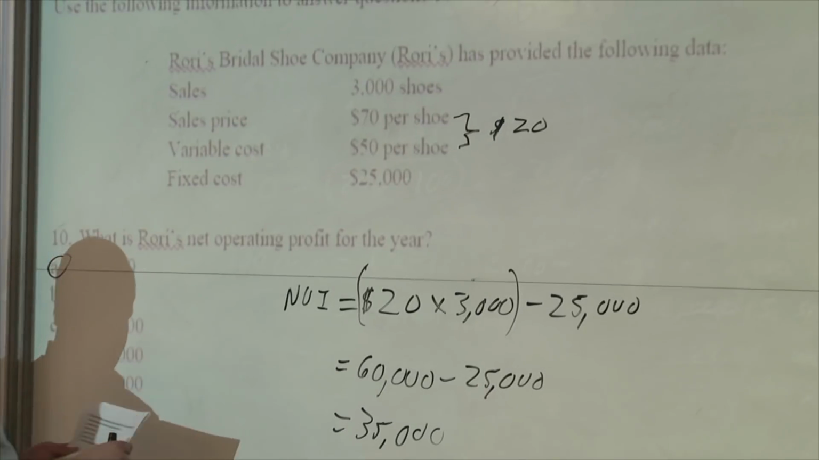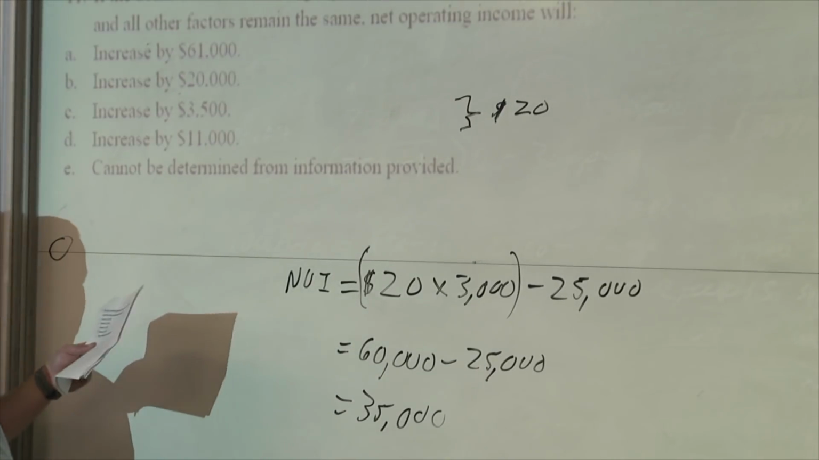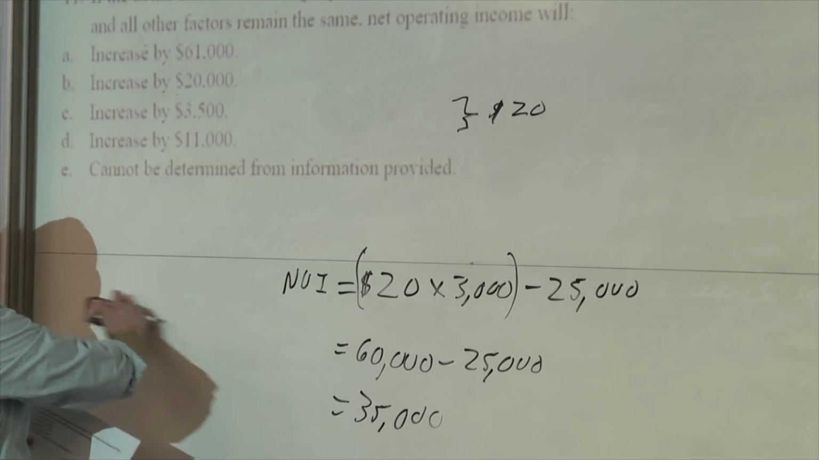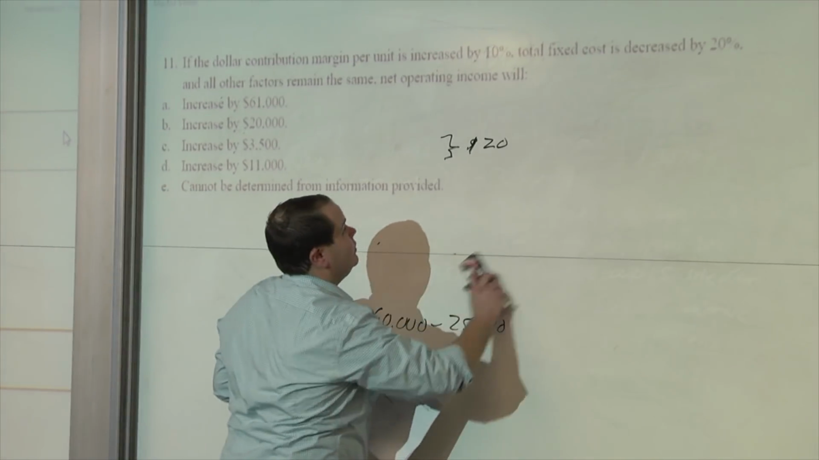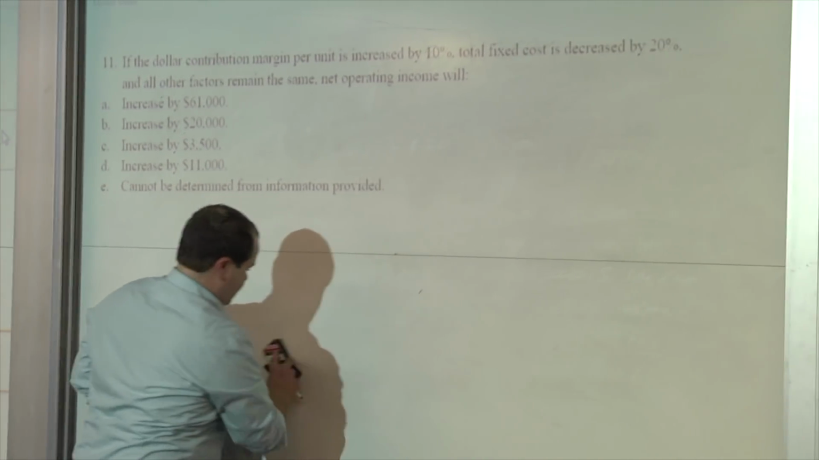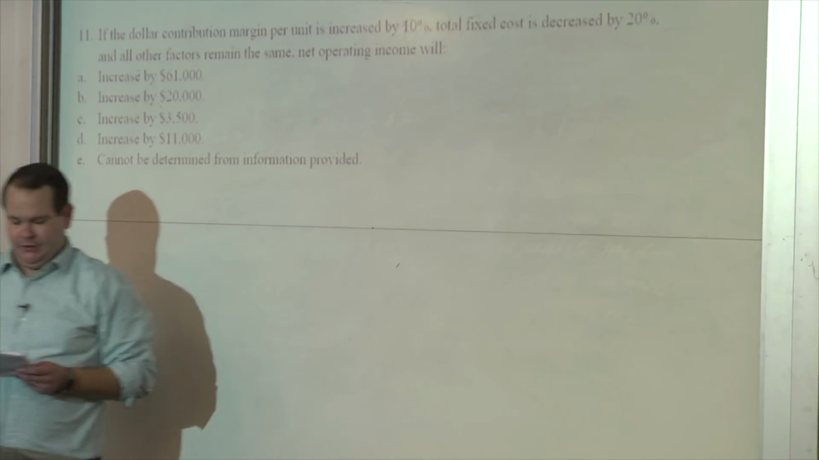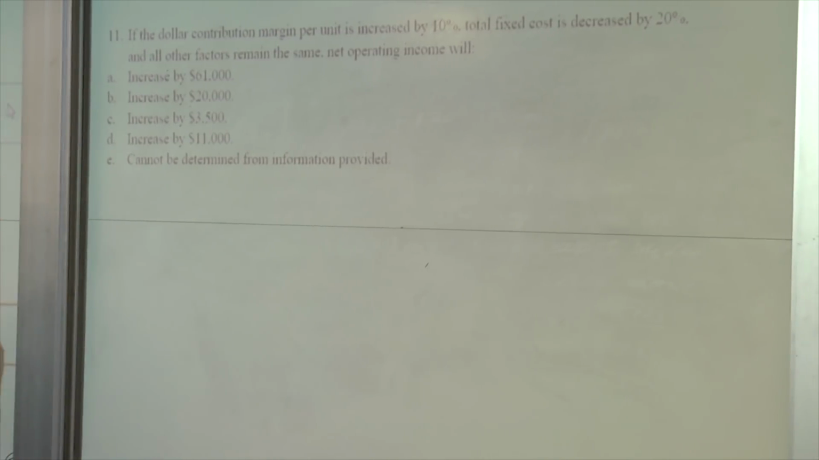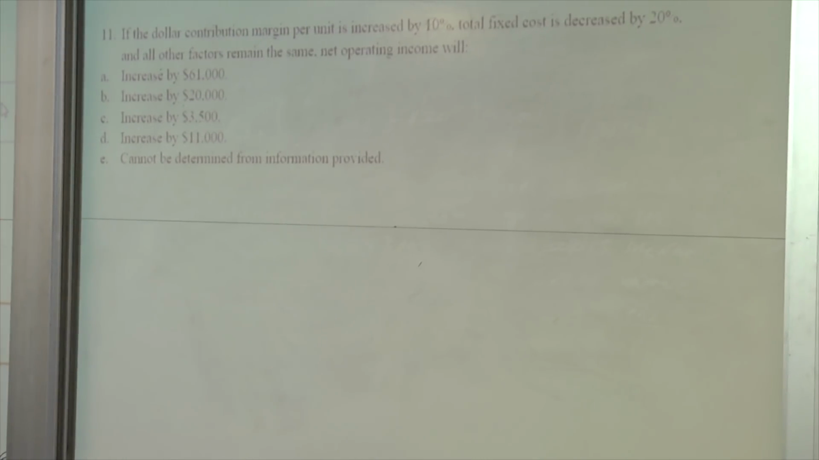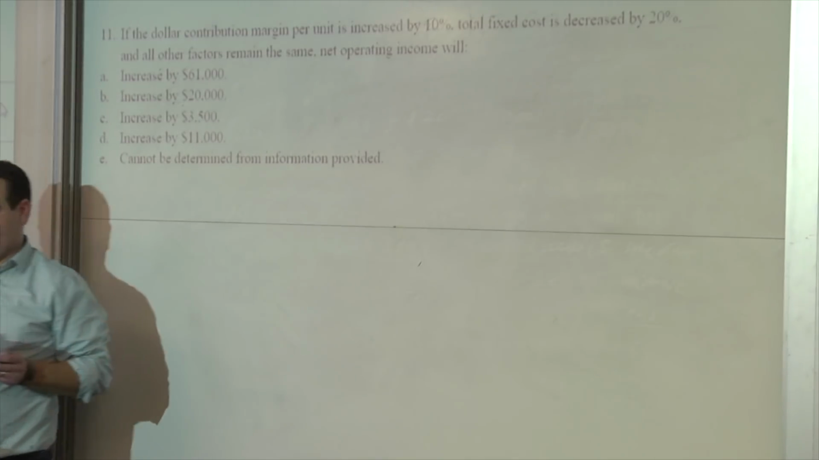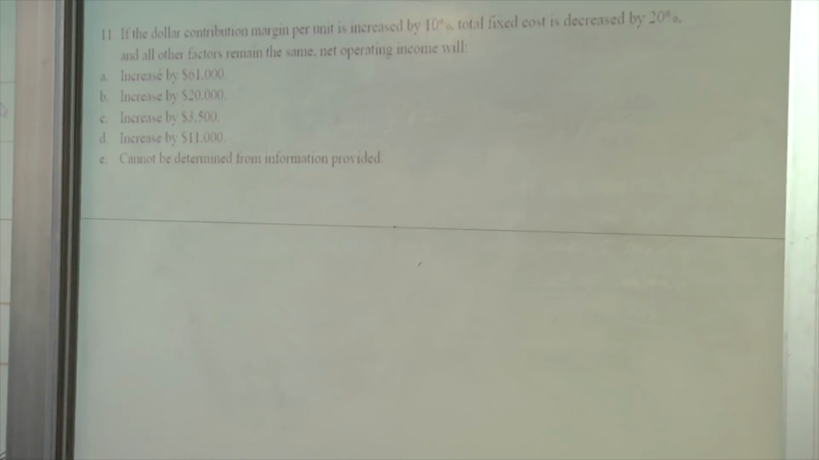All right. So let's go to question 11. So same company, but we're just going to make it a little trick here. It says if the dollar contribution margin per unit is increased by 10%, total fixed cost is decreased by 20%, and all other factors remain the same, what will net operating income be?